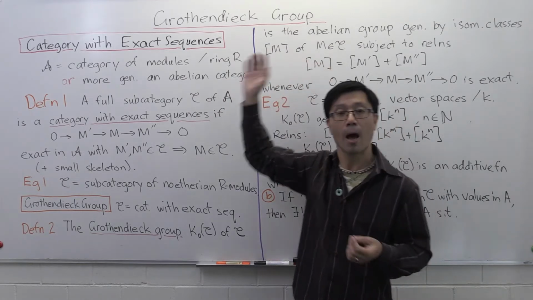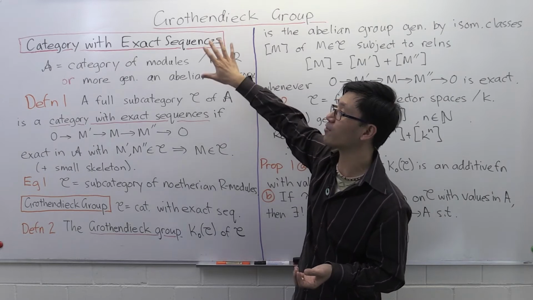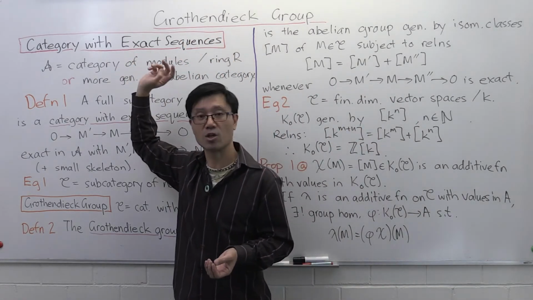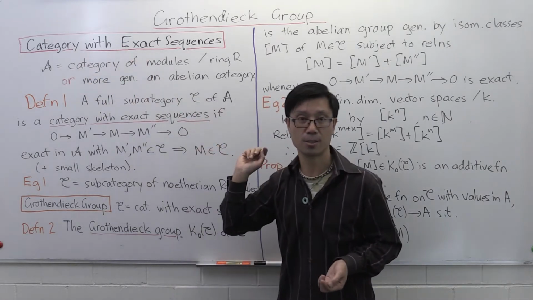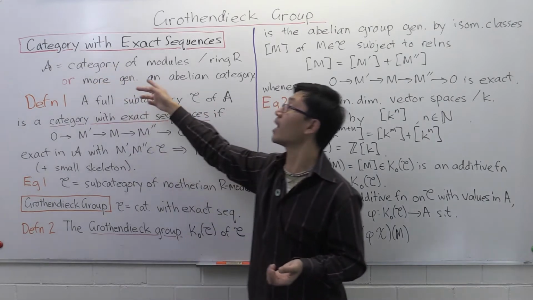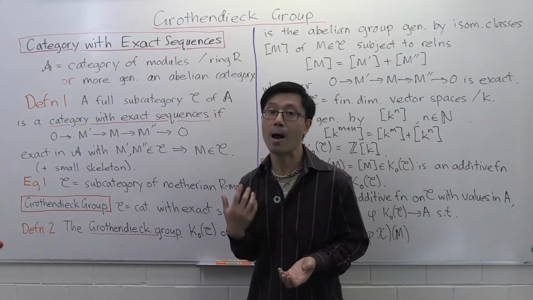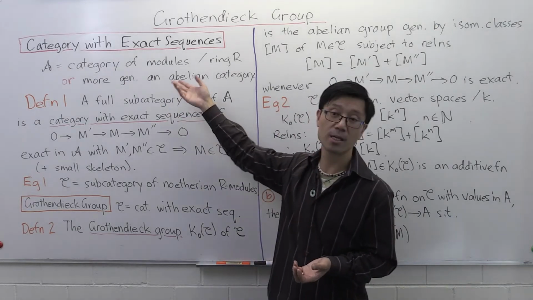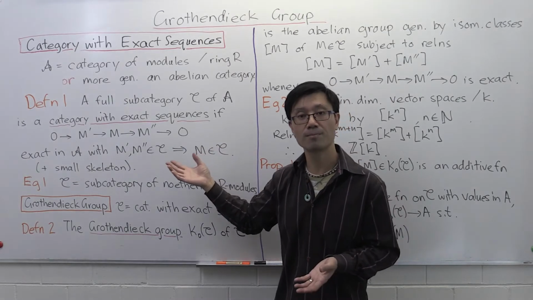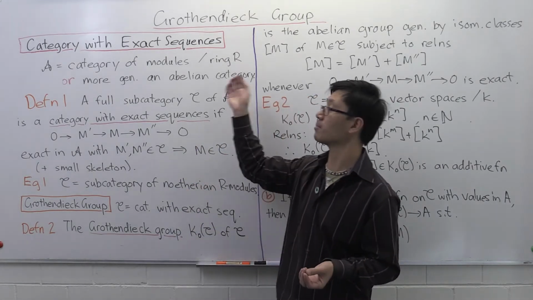Okay, so let's make more precise the setting in which we're working. I failed to do this in previous videos, but I need to do that now. The notion that I want to introduce is the notion of a category with exact sequences. Our starting point will be this script A, which is a category like the category of modules over some ring, but it can be more generally some abelian category. Examples of abelian categories include graded modules over a graded ring, or the category of quasi-coherent sheaves on some scheme.